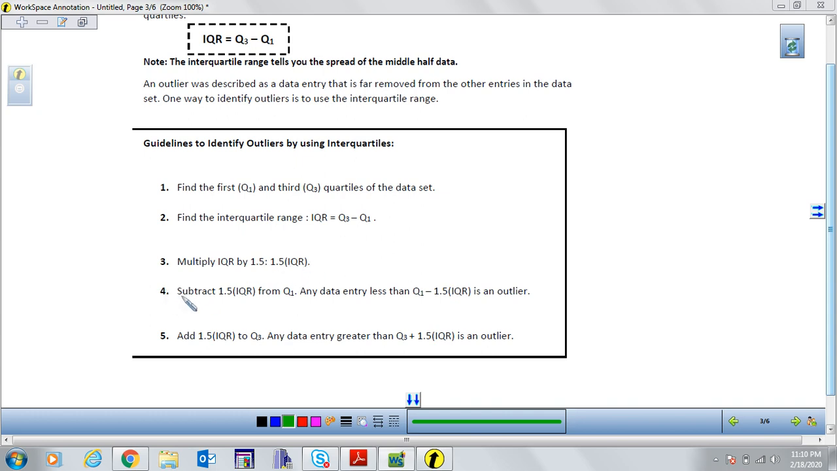Number 4, subtract the multiplication of 1.5 times the IQR from Q1. Here is the formula, basically.